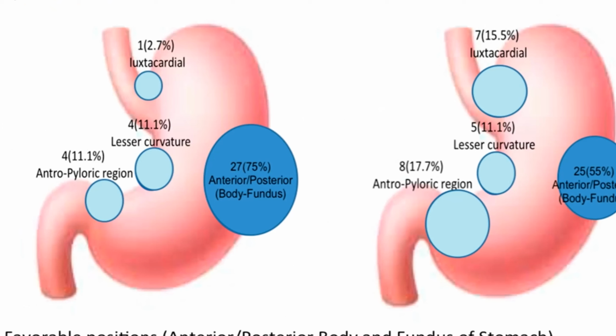So here you can see the different sites of gastrointestinal stromal tumor. In laparoscopy series, we have seen the majority of gastrointestinal stromal tumors are found in the anterior and posterior body and fundus, and the minority of cases in the cardiac region, in the lesser curvature, or in the pyloric region. In robotic surgeries also, we have found the same result.